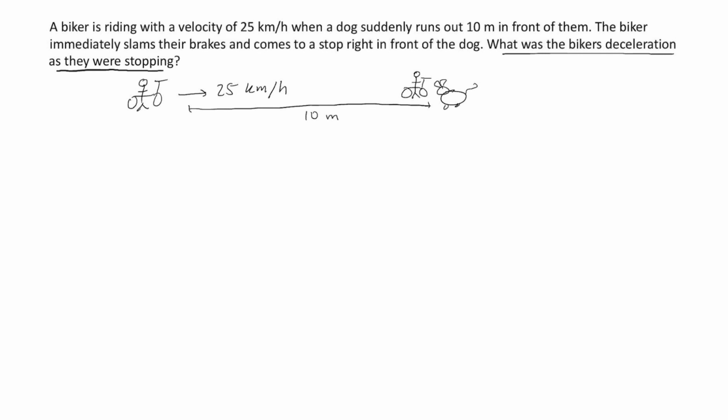In case you don't know what deceleration is, it's just asking us, what was the rate at which the biker slowed down? To start solving this question, let's write what was given. Well, we know the bike rider's initial velocity, Vi. It was 25 kilometers an hour. Normally, when you're solving kinematic problems, you want to convert everything to your SI units, which in this case would be meters per second. So we'll convert the initial velocity from kilometers per hour to meters per second.